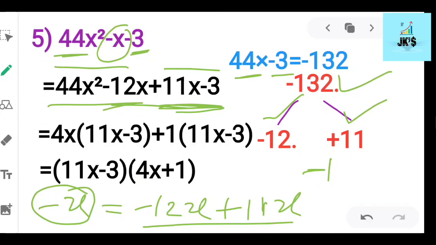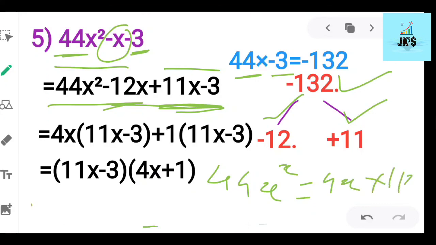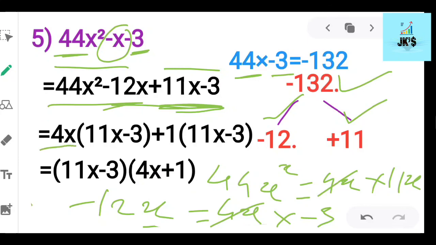44x square is written as 4x into 11x, and minus 12x is written as 4x into minus 3. 4x taken common. What remains? 11x minus 3.